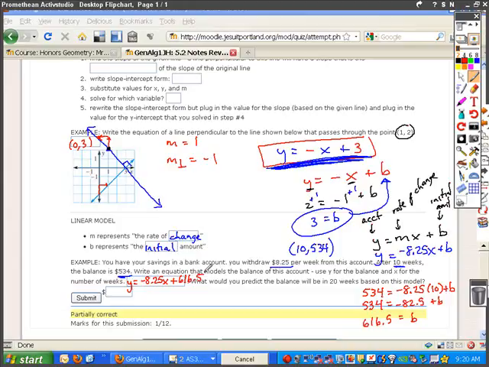So the only thing that you need to do now is predict what would the balance be in 20 weeks. So you'll take this equation, plug in your number 20 for which variable? 20 represents the number of weeks, which was right here. So plug that into your x and solve, and that'll give you the amount for that time.